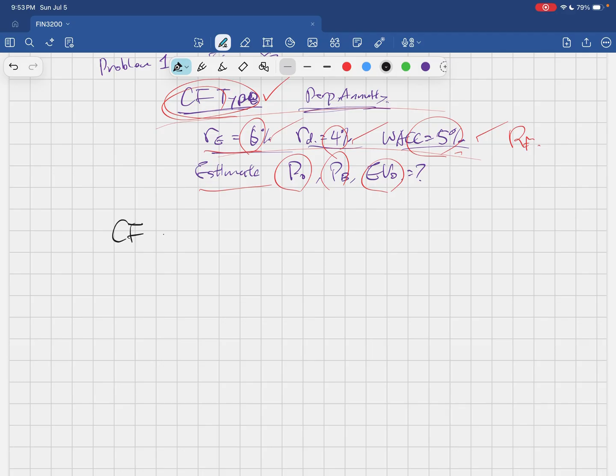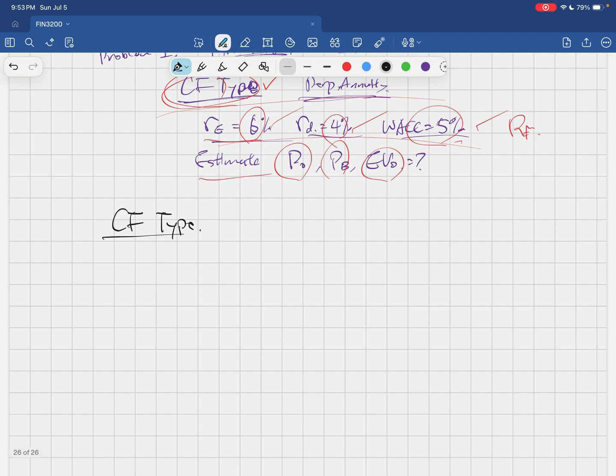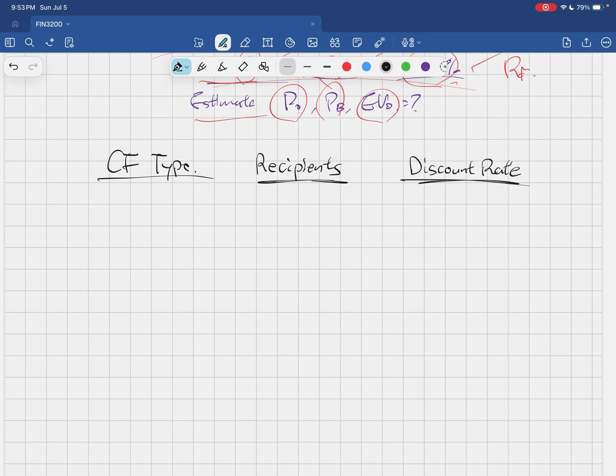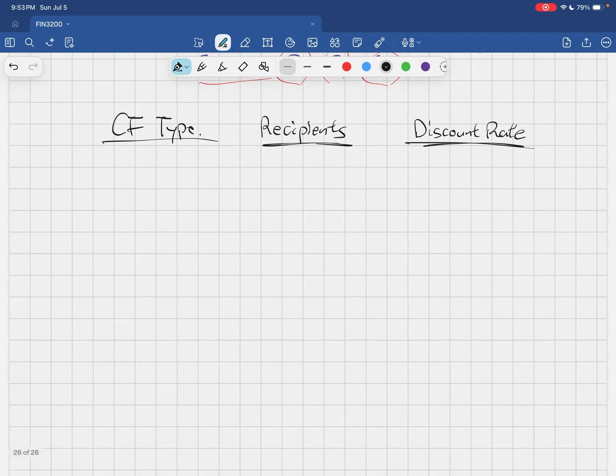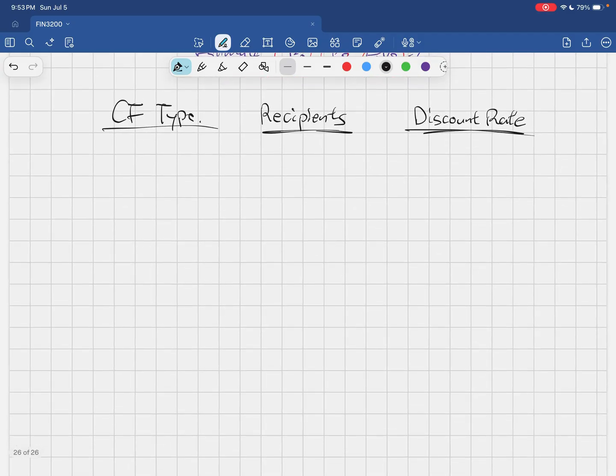So this table will be useful. You want to use it on your exams. I'll have cash flow type, recipients, who gets these cash flows, and I'll say appropriate discount rate. Okay, so this is also a conceptual review of what we talked about. So far we've talked about many types of cash flows. So this is different from the cash flow pattern types, which are annuities and perpetuities, irregular, and so on.